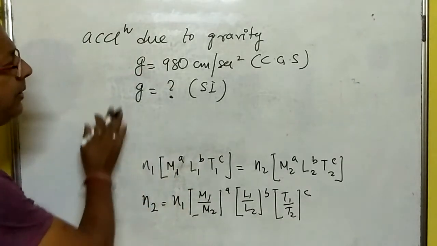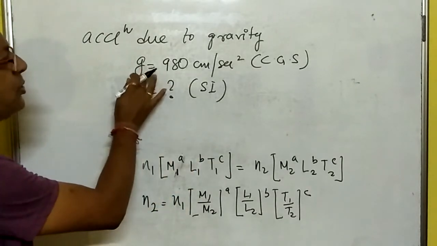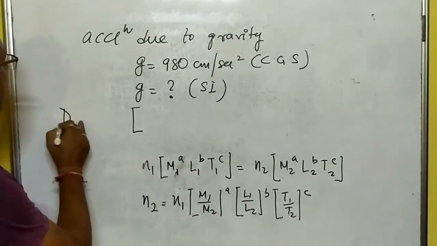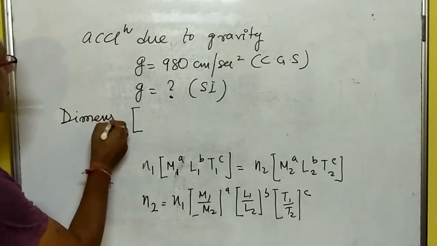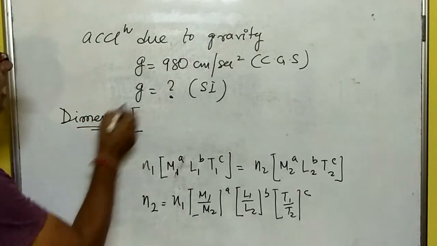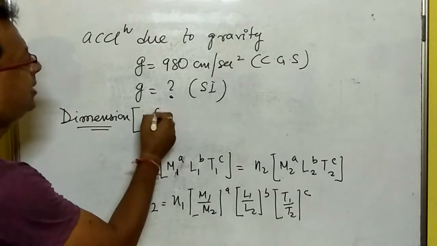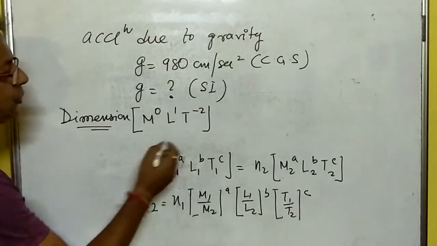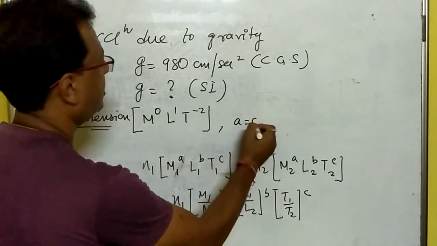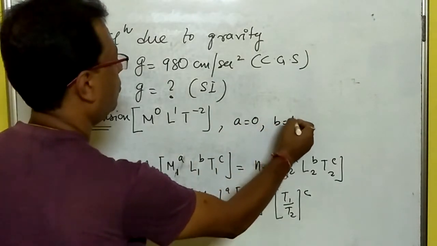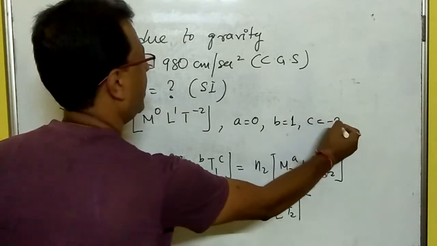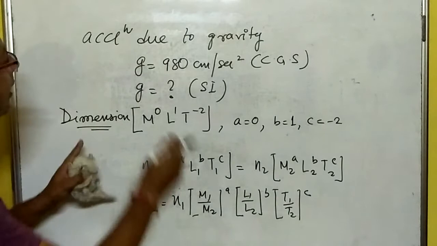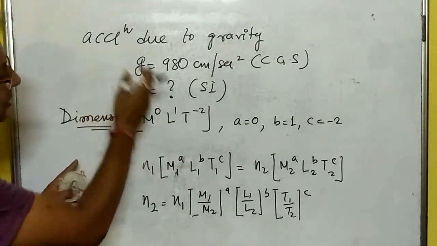Now before changing the unit, we must know the dimension of g. The dimension of g is that of acceleration. So we will find out the dimension. The dimension for acceleration due to gravity is M0, L1, and T minus 2. That's the dimension. So here a equals 0, b equals 1, and c equals minus 2. That's the value of a, b, and c. Now let us see how we convert from CGS to SI.